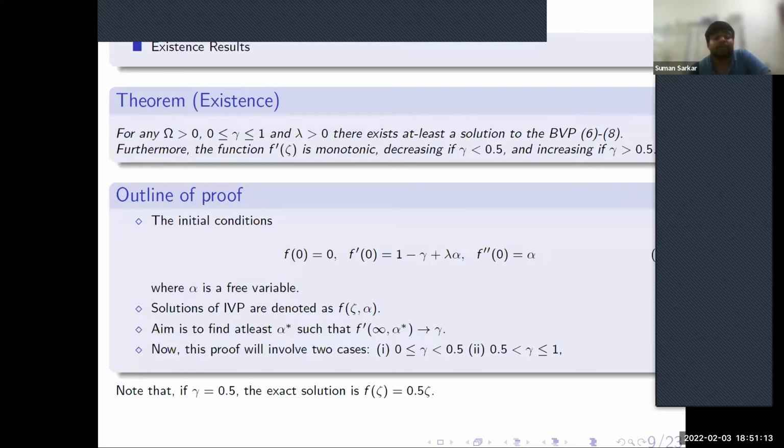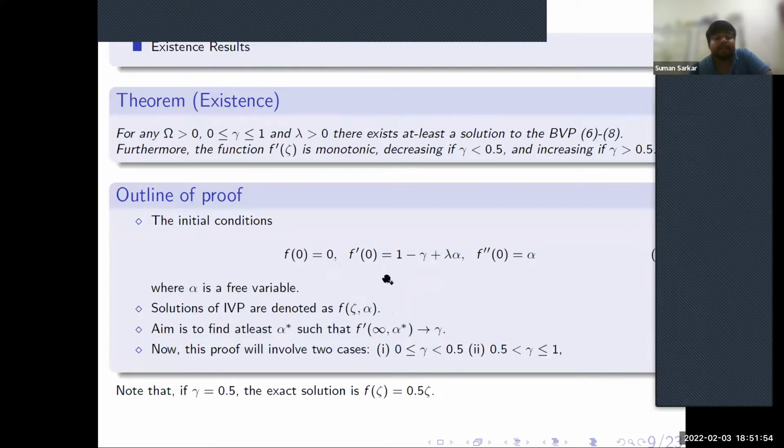In the topological shooting argument, we first transform our boundary value problem into an initial value problem by considering f double dash of 0 equal to alpha, and this is our initial condition, where alpha is a free variable. We can choose any real value. For any real value, there is a solution of the initial value problem, our governing equation 6 and this equation 9 have a solution, and the solution depends on alpha also. Hence, the solution of the initial value problem, IVP, is denoted as f(zeta, alpha).